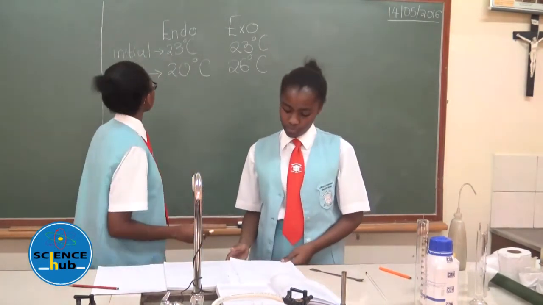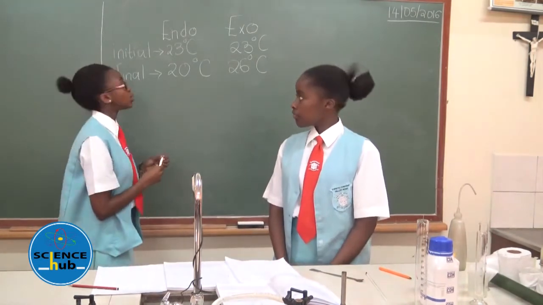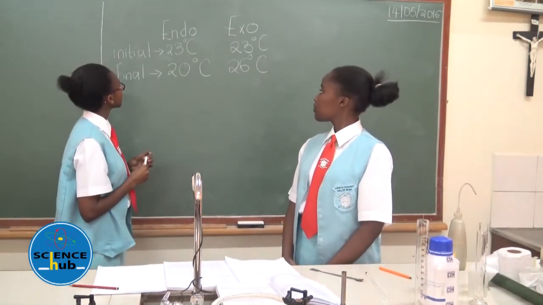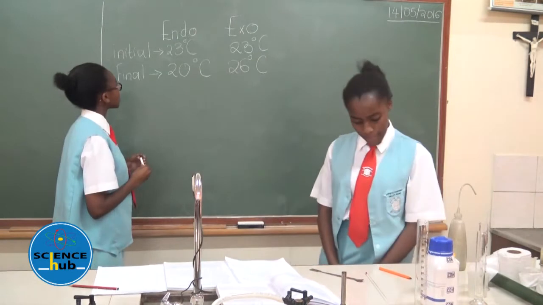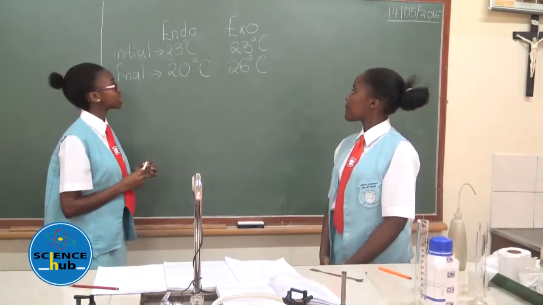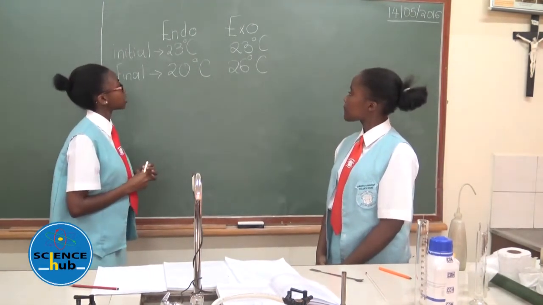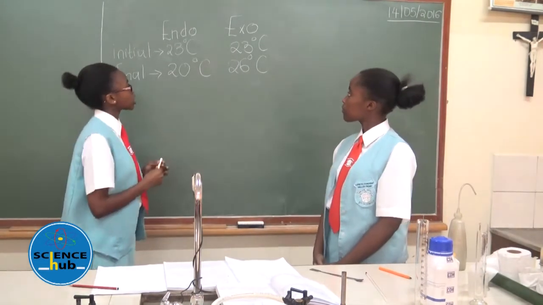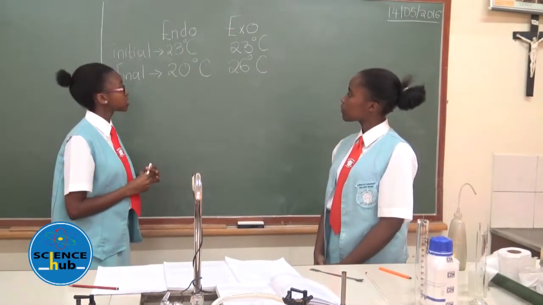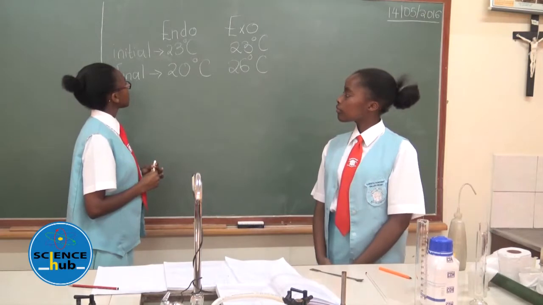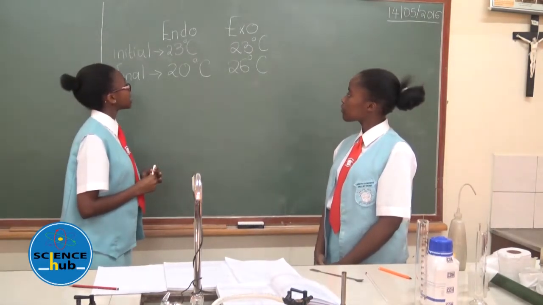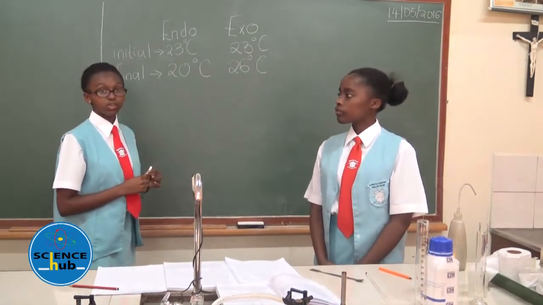So as we can see here, in the endothermic reaction, we started with 23 degrees Celsius of water. When we added the solid, we ended up with 20 degrees Celsius of the solution. Whereas in an exothermic reaction, we started with 23 degrees Celsius of water. When we added the solid, we got 26 degrees Celsius of the solution.